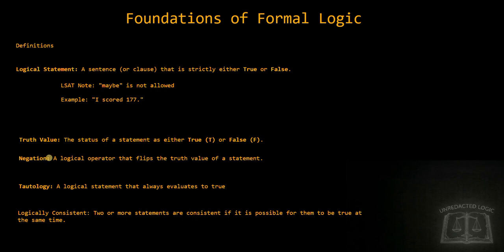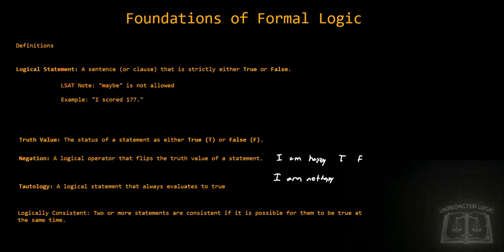The negation is a logical operator that flips the truth value of a statement. Okay, so, for example, if I say I am happy, there's only two possible scenarios. Either it's true, I am happy, or false, I'm not happy. The negation is I am not happy.